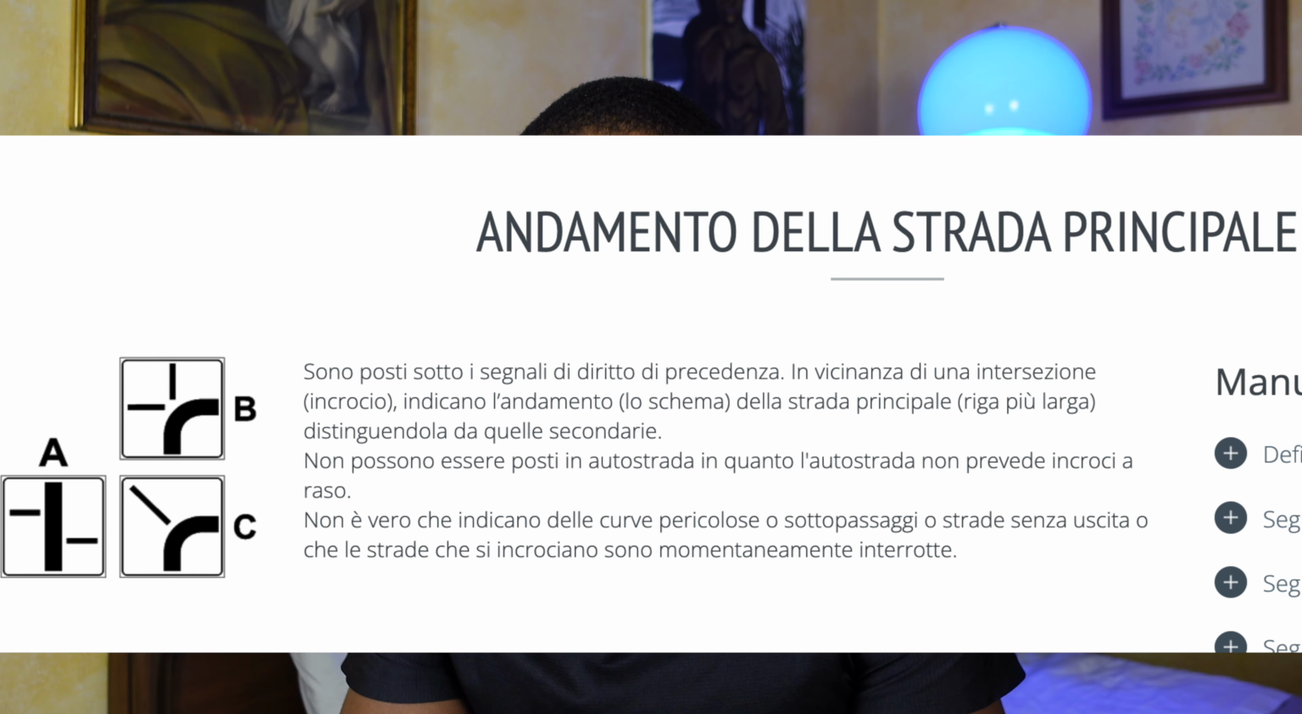When it comes to pannelli integrativi, this is the last one, which is andamento della strada principale. This sign here gives you a clear picture of the junctions you might see ahead. It lets you know there might be a secondary road entering the main road from either left or right. So guys, that is the last one when it comes to pannelli integrativi.